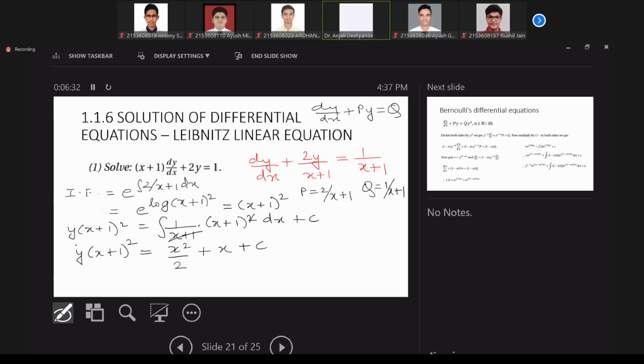Now here again, once again, if you wish to report the answer in terms of y, then you can take x plus 1 square in the denominator, but there is no need, according to me, to do all this, and you can leave the answer here, and that's it. Idea is clear to you about Leibniz linear equation, how we are going about it?